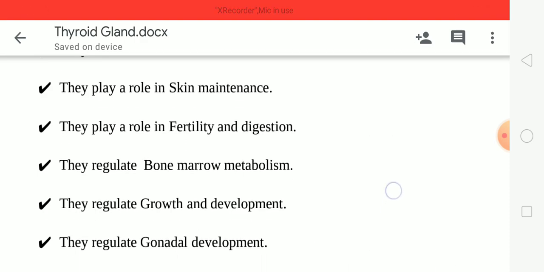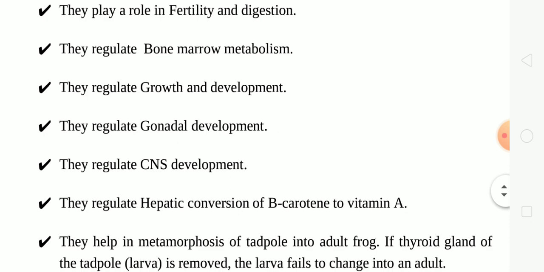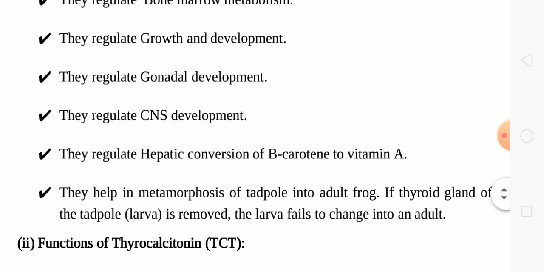They regulate growth and development. They regulate gonadal development. That means it also plays an important role in the reproduction of human beings. And they regulate CNS development. They regulate hepatic conversion of beta carotene to vitamin A. Hepatic conversion is nothing but beta carotene being converted into vitamin A in the liver. As it is converted in the liver, it is also called hepatic conversion.